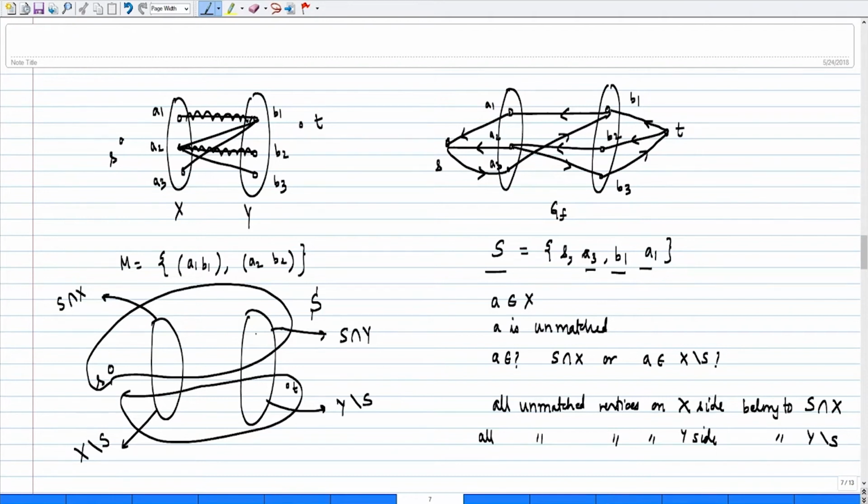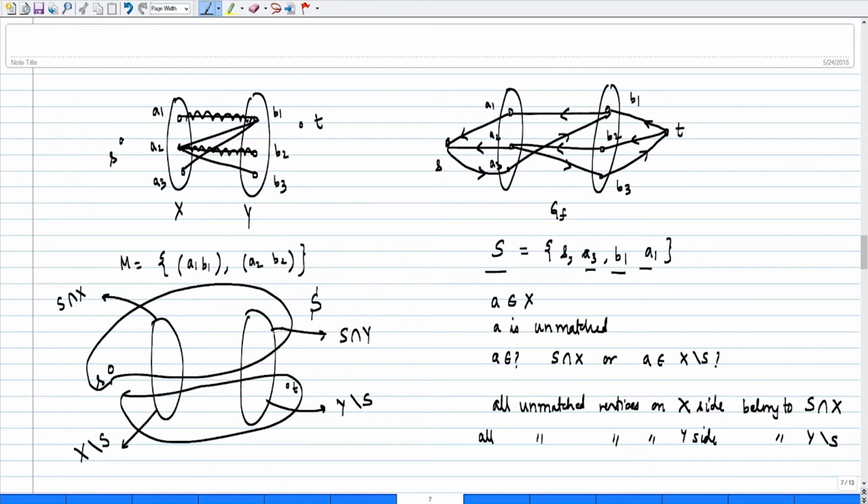If it belongs here, then it must have a path to T, and already all such vertices have a path from S. So you will exhibit an S to T path, right? But that should never happen in a residual network when you have achieved the max flow. Therefore you cannot have unmatched vertices on the Y side belonging to this part, that is S intersection Y, right?